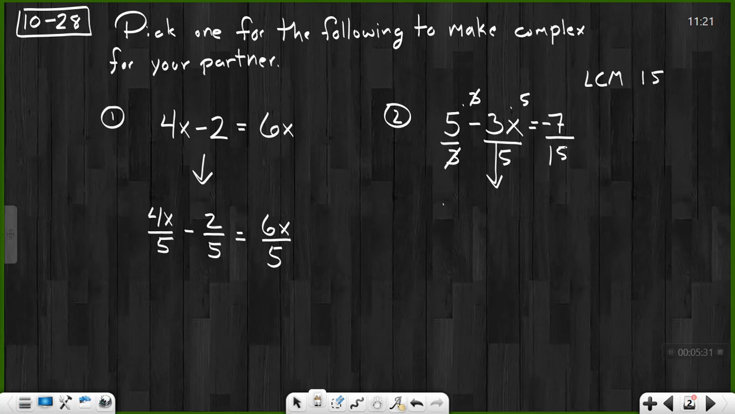So in order to get this, I'm going to have to go back to 1 over 3 minus x over 5 equals negative 7 over 15. And there's my more complex one. Now at this point, if you multiply by 15 across the board, you'd end up getting 5 minus 3x equals negative 7. So that's what we want you to do. Take one of these equations, make it more complex, and then give it to your partner for them to solve.